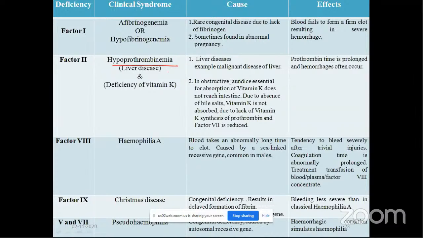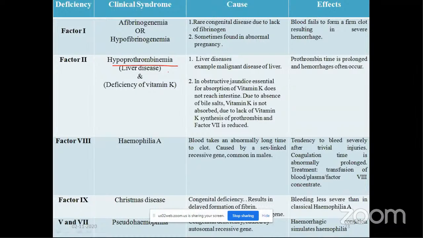Then what happens is the bleeding time, clotting time, and particularly prothrombin time are affected. These are certain tests which are performed in the lab. A blood sample is collected, bleeding time, clotting time, and factor 2 deficiency is evaluated, and that is called prothrombin time.